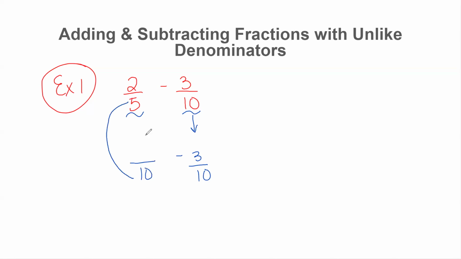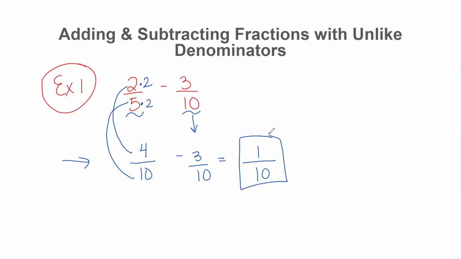5 times what is 10? Well, that's 2. And then do it to the top to be fair. 2 times 2 is 4. Now in that blue problem, we have a common denominator. We're going to keep the 10. And 4 minus 3 is 1. That does not reduce. We're done.